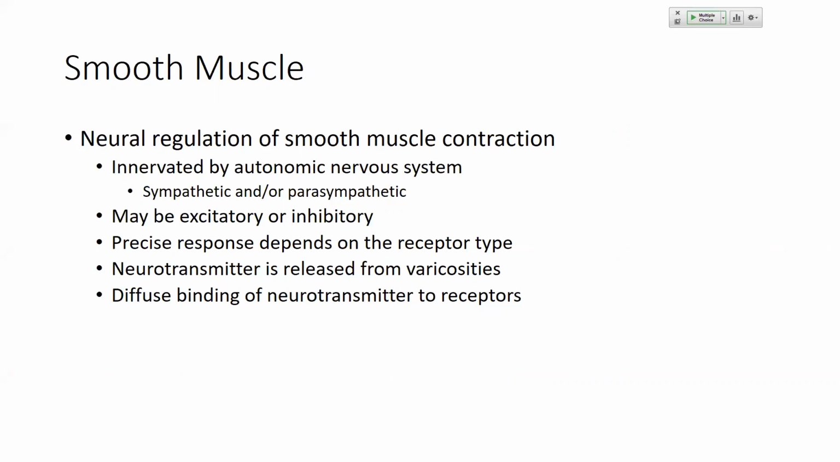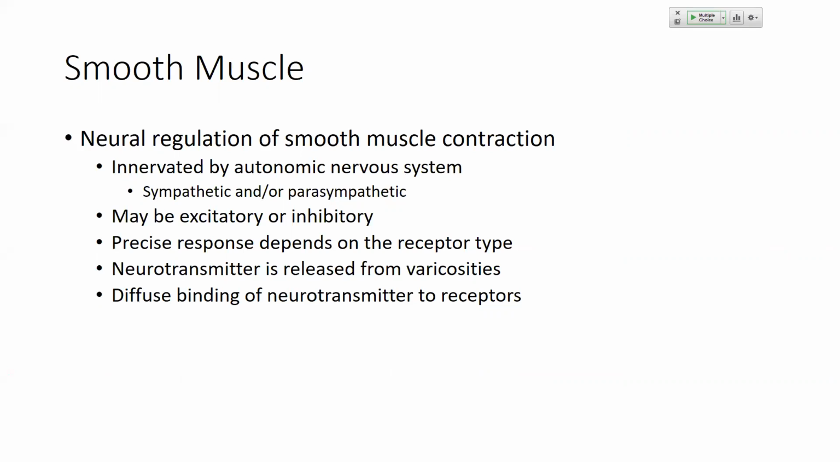So the precise response depends on the specific receptor. We looked at those adrenergic receptors. They had different locations and different functions, and so we know this, right? The exact response we get will depend on the receptor type and its second messenger pathway and its activity on the tissue. We also talked about neurotransmitters being released from varicosities here.